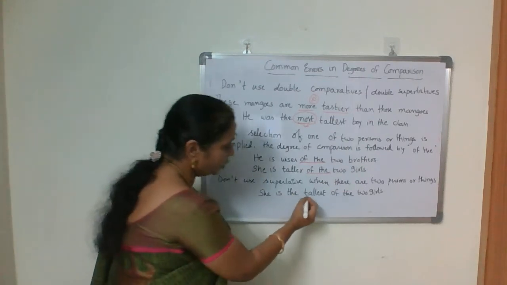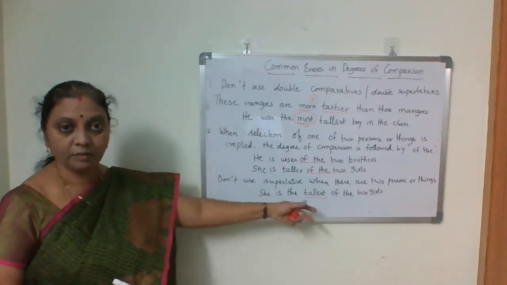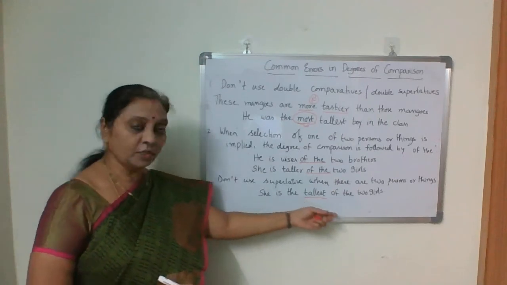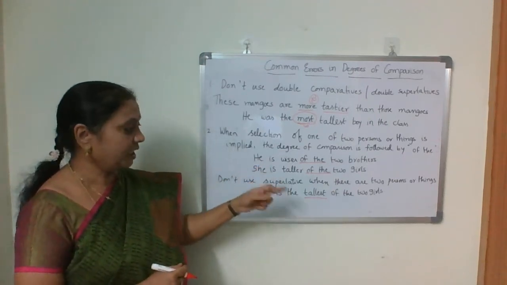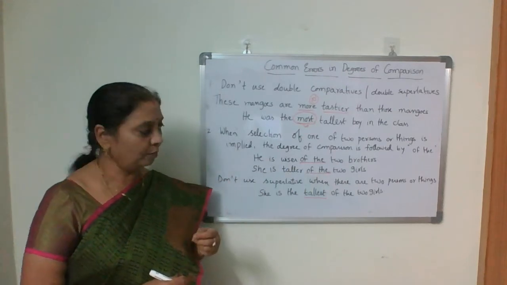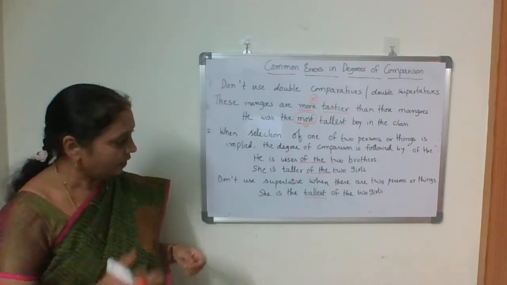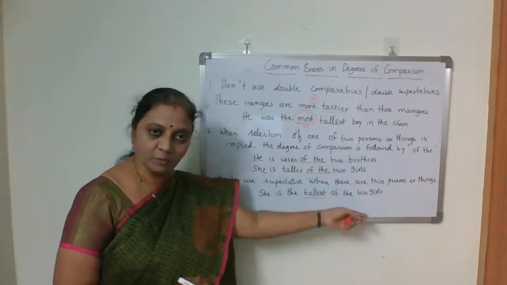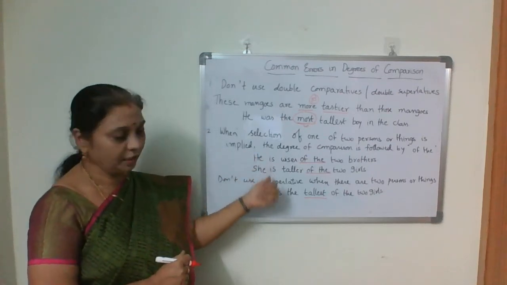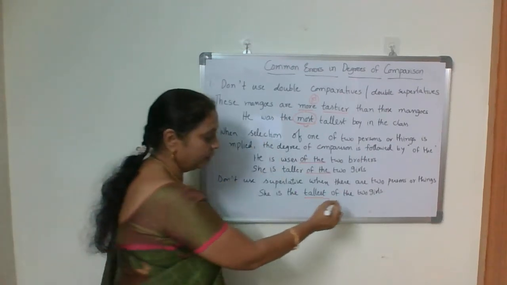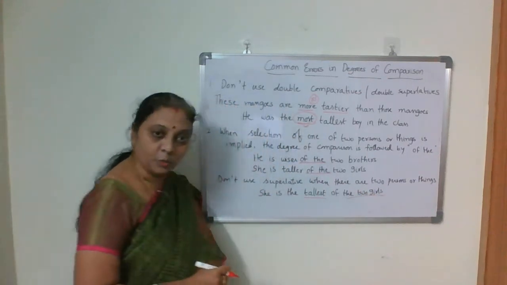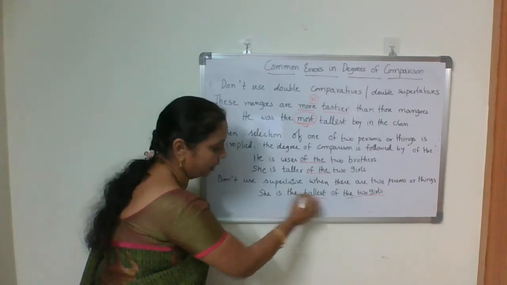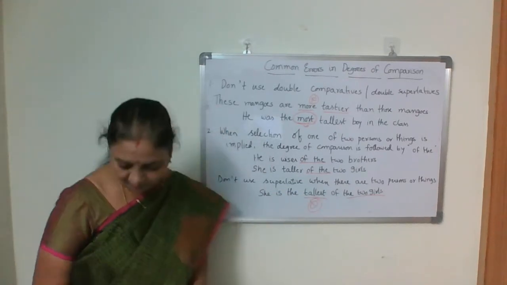Don't go for the superlative when there are two persons or two things you are comparing. Don't use superlative form, like she is the tallest of the two girls. Wrong. He is the wisest of the two boys or two brothers. That is wrong. You should use only, she is taller of the two girls. He is wiser of the two brothers. Of the you have to use in comparative degree, whereas superlative degree you should not use in such a case, when there are two persons or two things in comparison. You should not use superlative form in that case. Next.